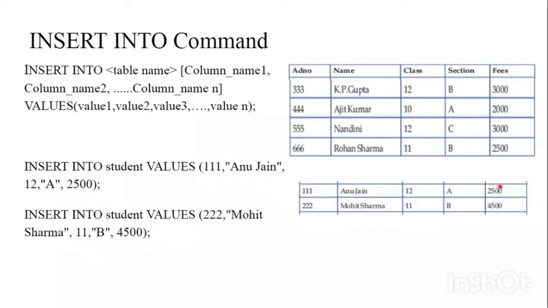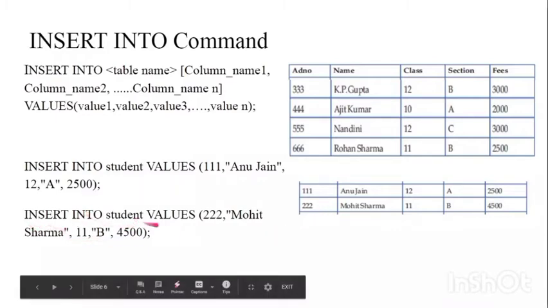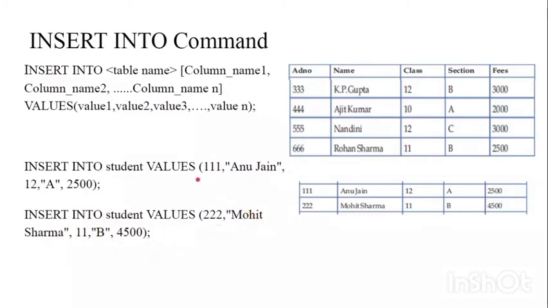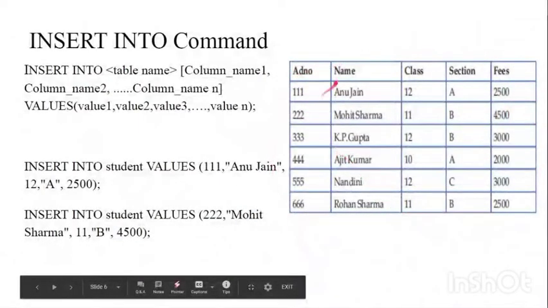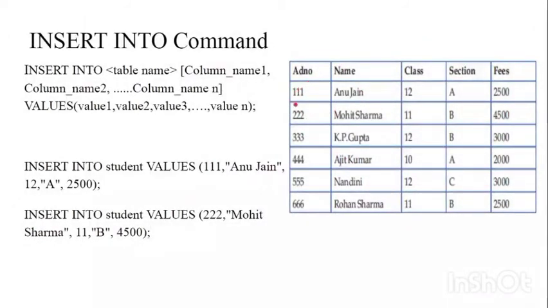Then to represent the next record, we have to write insert into student values. In that, the first value should be written first, then comma, then the second value, then the third value, then fourth and fifth, in the same order. All the strings are to be enclosed in single or double quotes. When we execute this command, the two records are inserted in the table.